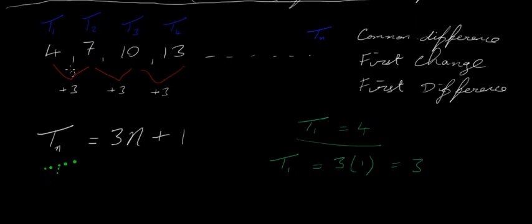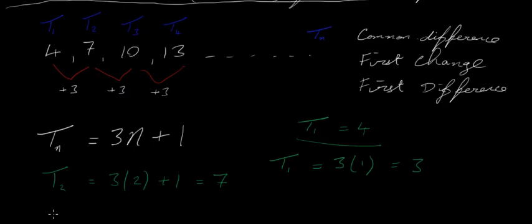T2, sorry, I just put this in again. That's 1 in there. Now let's see, T2 will give me 3 times, now remember, I've changed the n here to a 2, so I'm going to put 2 in here, plus 1. If I do that, I get 3 times 2, which is 6, plus 1 will give me 7. Now is T2 7? Yes, it is. T2 is 7, so it appears to work.